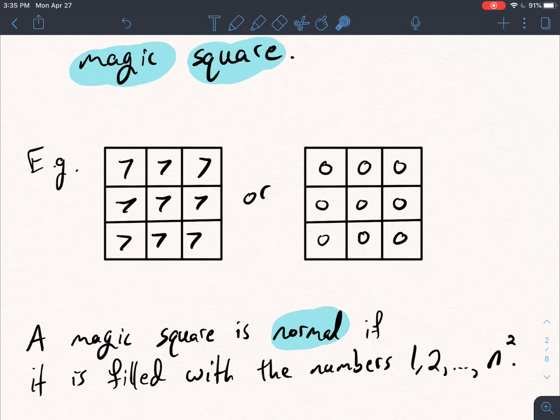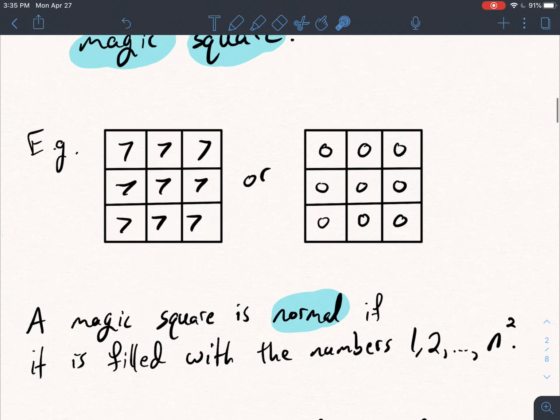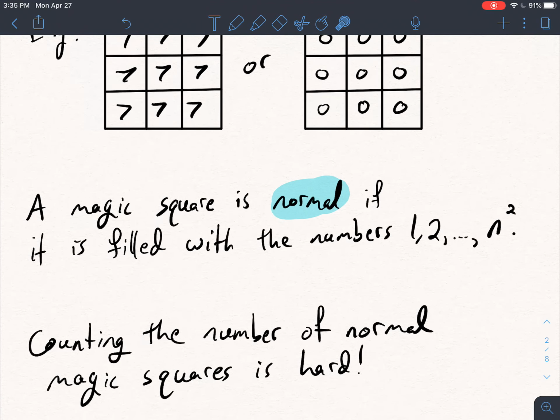So the thing that we were working with before is called a normal magic square. A magic square is normal if it's filled with the numbers... So this is an n by n magic square. This right here is a 3 by 3 magic square. That would be 9 total entries: I have 3 rows, 3 columns, so 3 squared total entries. And if you have an n by n square or matrix, then that would have n times n, which is n squared entries. So a magic square is normal if it's filled with the numbers 1 through n squared. Okay, so that's what we were looking at before.